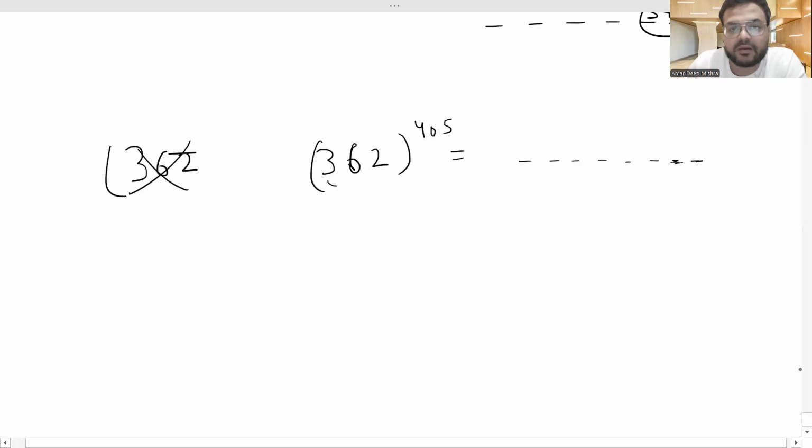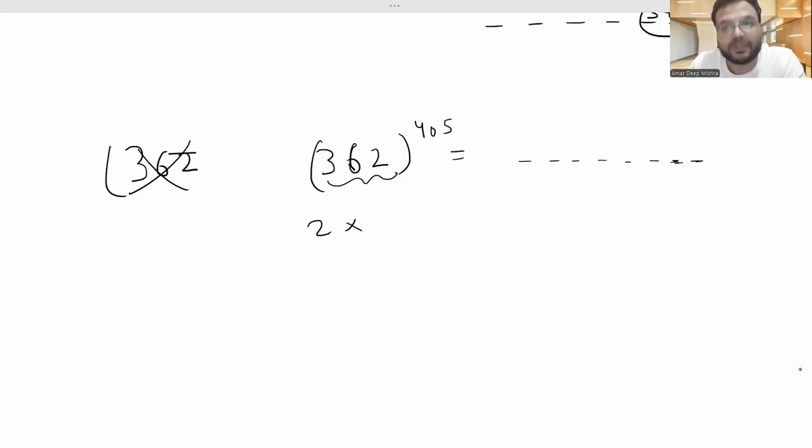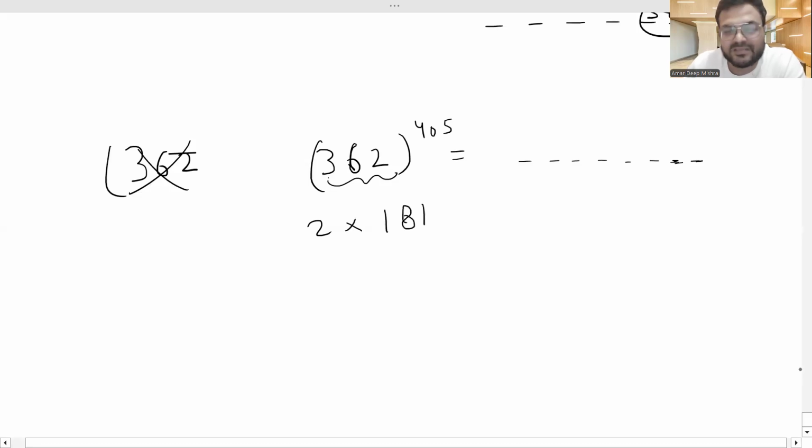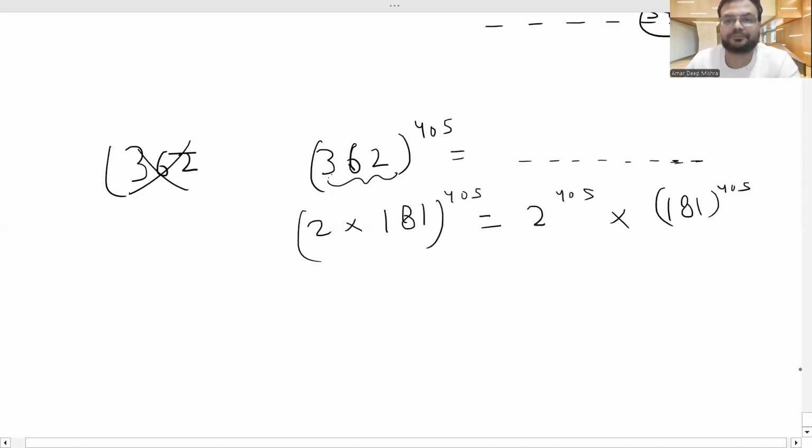First of all, I will write it like this: 2 into. Now, if you are writing this 362 in the form of 2 into something, then you will have to divide 362 by 2. So this will be 2 ones are 2, 8 twos are 16, and this 181. Okay, so 362 is 2 into 181. Now 2 into 181 whole to the power 405 can be written as 2 power 405 into 181 whole to the power 405, right? Now see this 2 power 405 and this 181 whole to the power 405.